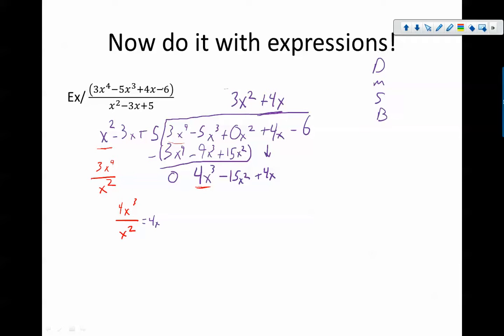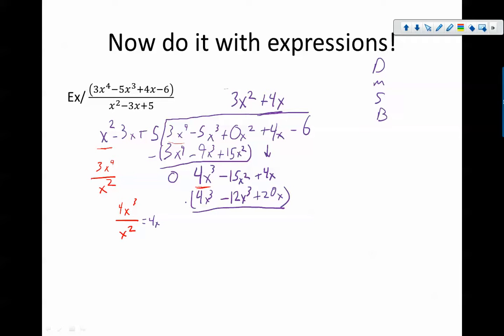Now I multiply. I distribute the 4x to this polynomial over here. 4x times x squared makes 4x cubed. 4x times negative 3x makes negative 12x squared. And 4x times 5 makes positive 20x.